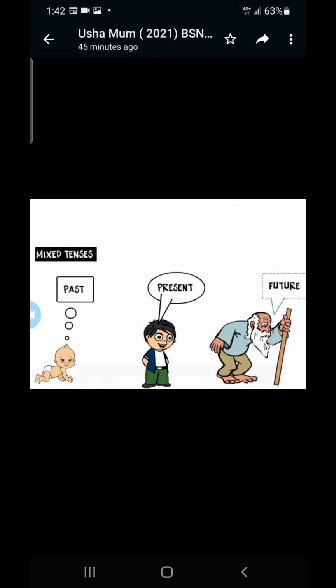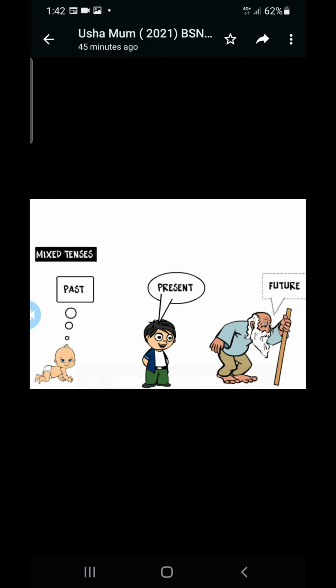Now, let's imagine ourselves like a baby. Okay? Some years ago, you were a baby. So that is over now. So that's past tense. Baby stage is over for us. So that is past tense.